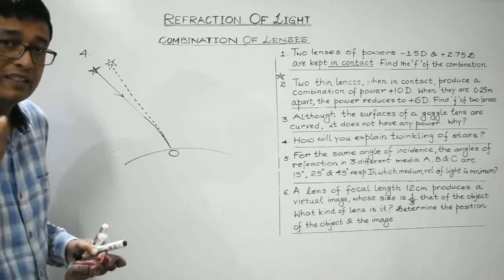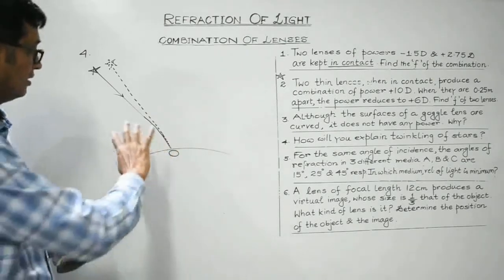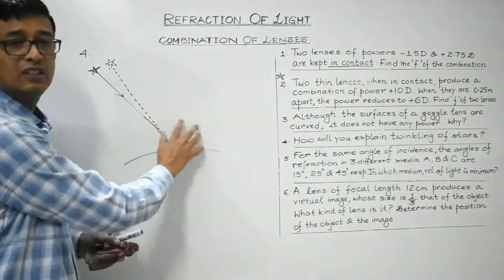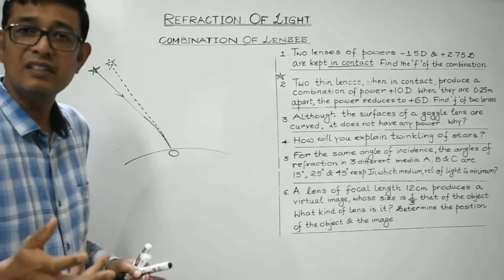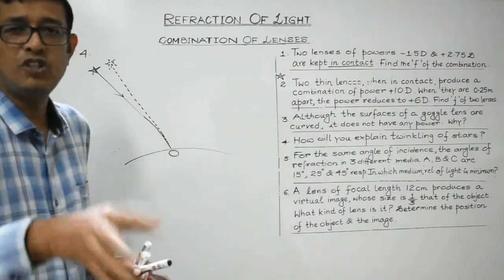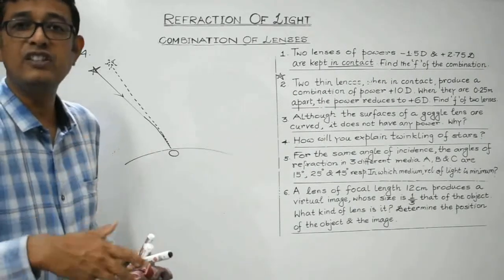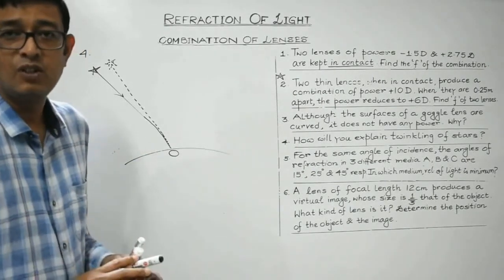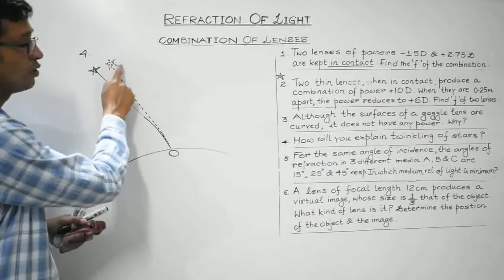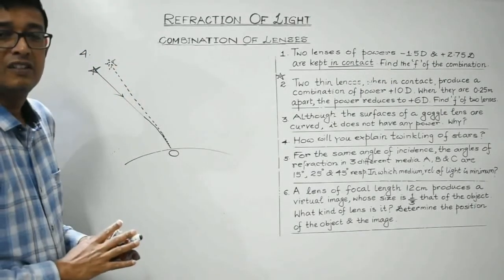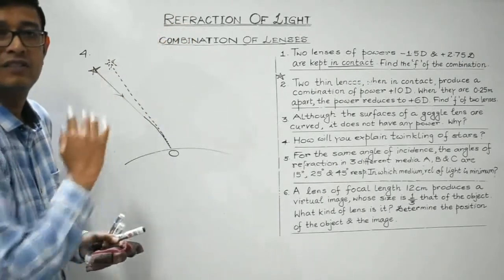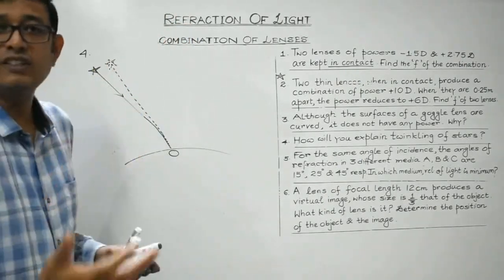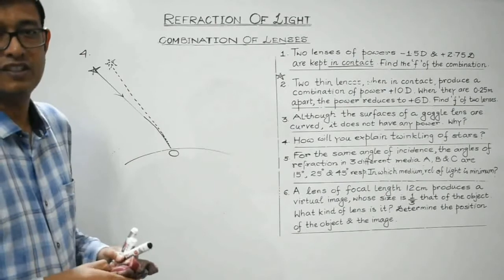And also, the second most important point is that the atmospheric conditions of the Earth keep changing continuously. That is, the density and the temperature keep on changing continuously, resulting in a change in the refractive index of the medium. As a result, this apparent position is also not fixed. It also keeps changing. It keeps fluctuating. So that gives rise to the twinkling effect of the star, right?